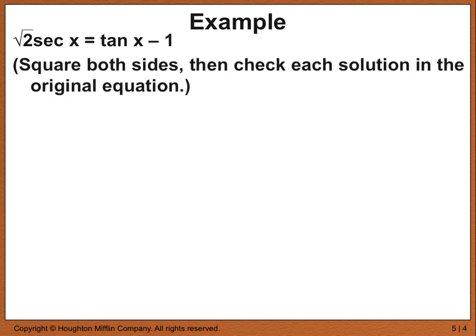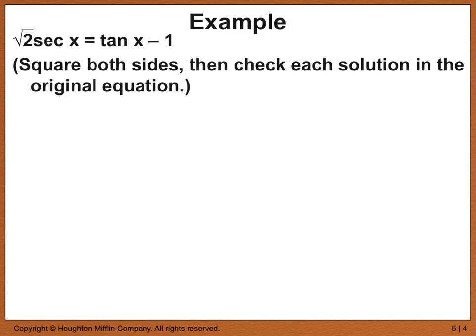Let's look at another example. Root 2 secant x equals tan x minus 1. Okay, so it's just root 2, which is simply a constant, times secant x equals tan x minus 1. Now, I'm going to give you the same hint that I gave on the last screen, and that is you're going to want to square both sides and then check each solution in the original equation. But for practice, I'm going to let you do everything now on your own.